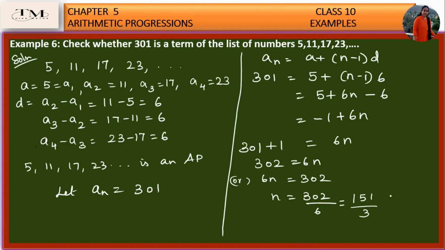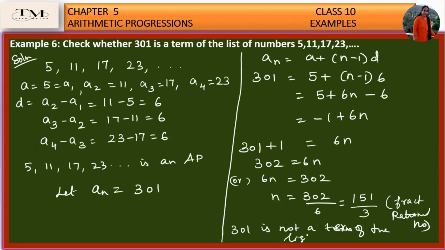So as it is a fraction, or we can say a rational number, we cannot say that 301 is a term of the list. So 301 is not a term of the list, because we didn't get n as a counting number or natural number. We got it as a fraction. So this is not a term of this list. Okay.